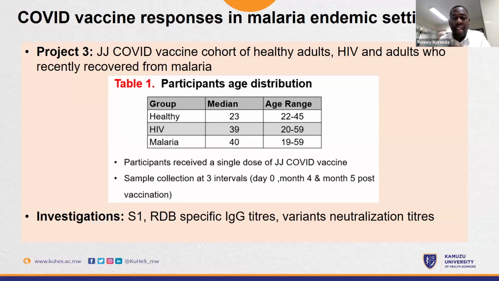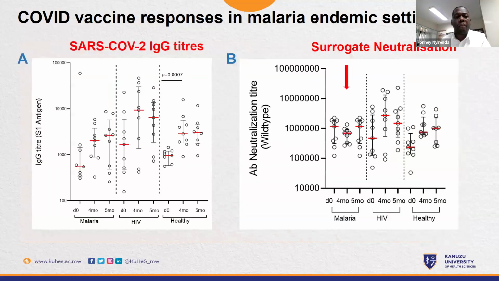So we had healthy adults, HIV-infected adults, but also adults who had just recovered from malaria. And these adults were given a single dose, and they were sampled at baseline, 4 months down the line and 5 months down the line. And we did investigations looking at antibody titers, but also looking at the neutralization using surrogate neutralizing assays.